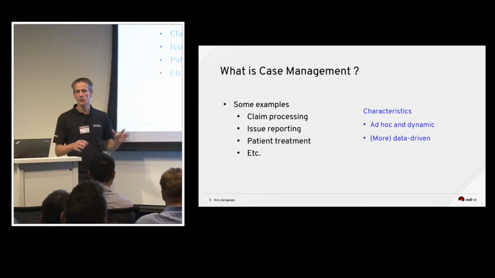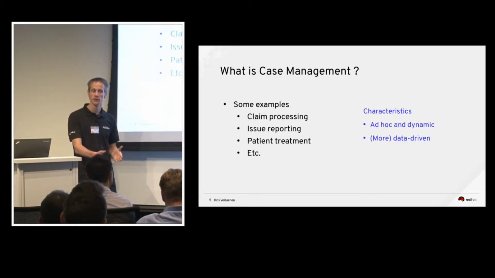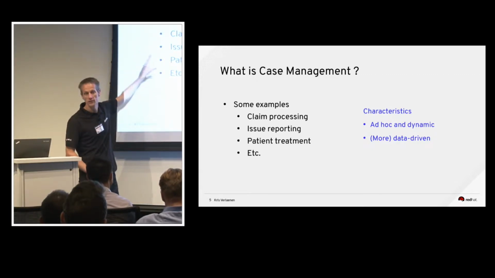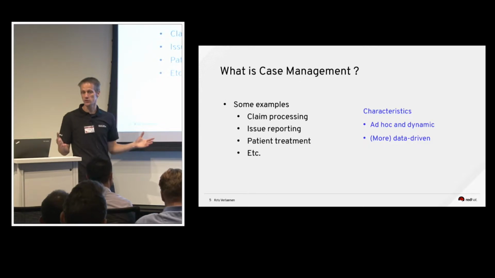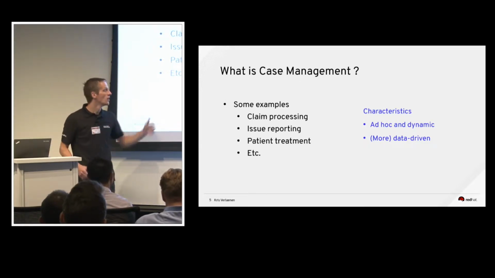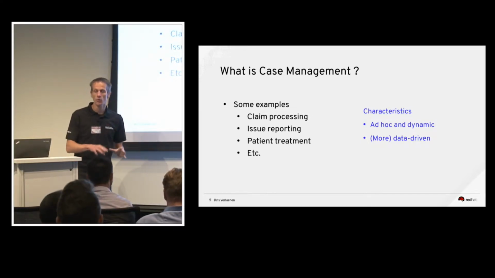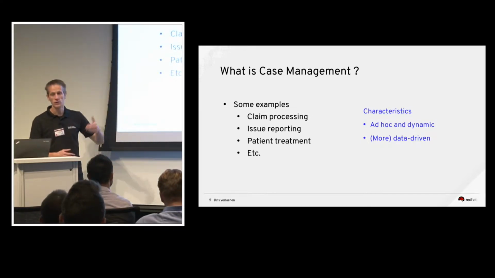The main reason is that what you're going to do next typically depends more on what the data is you're looking at than where you are in your case. If you're doing issue reporting or claim processing, you're literally just going to look at, okay, what are the documents that I have? What am I missing? What do I need to move forward? So it's more data-driven. What information do I have to then decide what to do next?